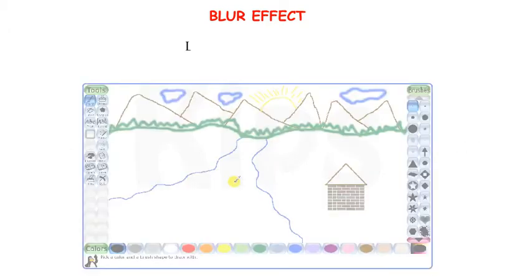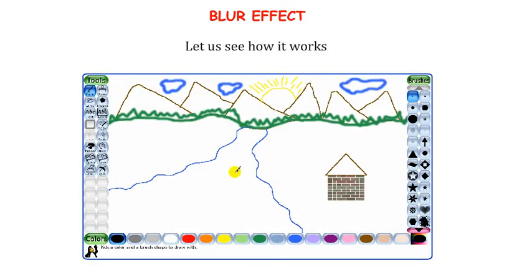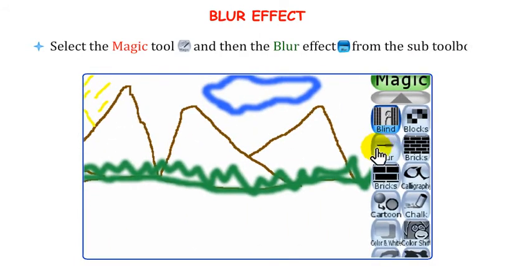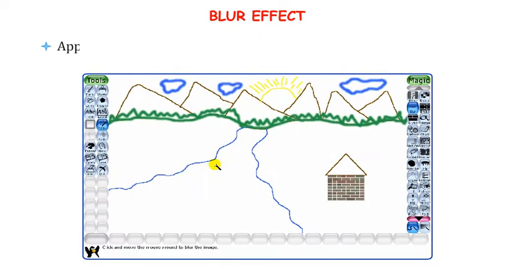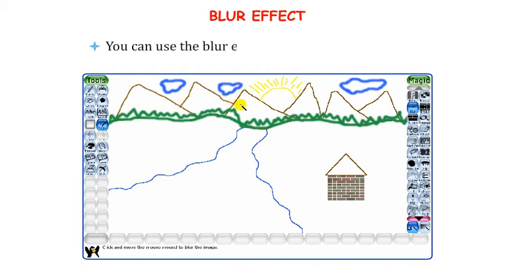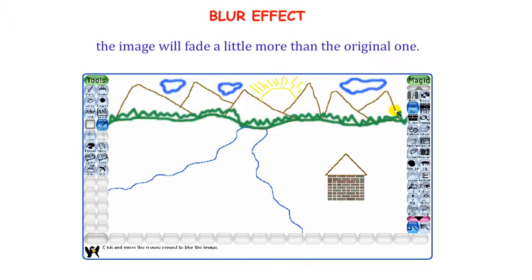Blur effect. This sub-tool blurs the area of the picture on which this effect is applied. Let us see how it works. Select the Magic tool and then the blur effect from the SUB-TOOLBOX. Apply it all over the boundary of the mountains and see how it looks. You can use the blur effect as many times as you like. Every time you use this tool, the image will fade a little more than the original one.